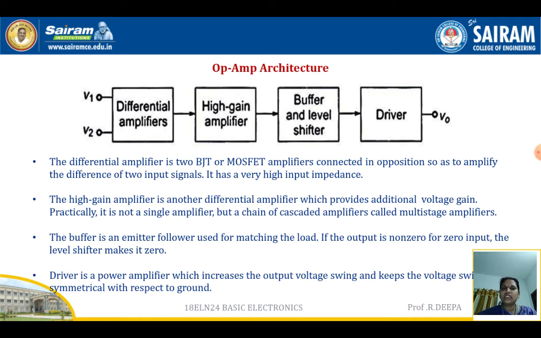The third stage is a buffer and a level shifter. The buffer is basically an emitter follower used for matching the load. If the output is non-zero for zero input, the level shifter makes it zero. And the final stage is a driver, which is a power amplifier that increases the output voltage and keeps the output voltage symmetrical with respect to the ground. So this is the architecture of any operational amplifier.